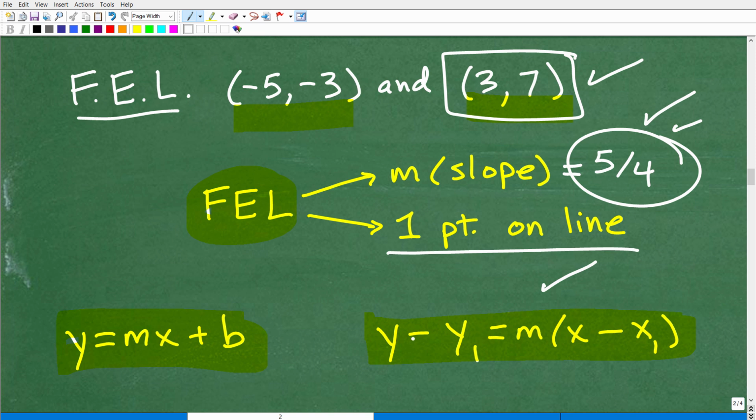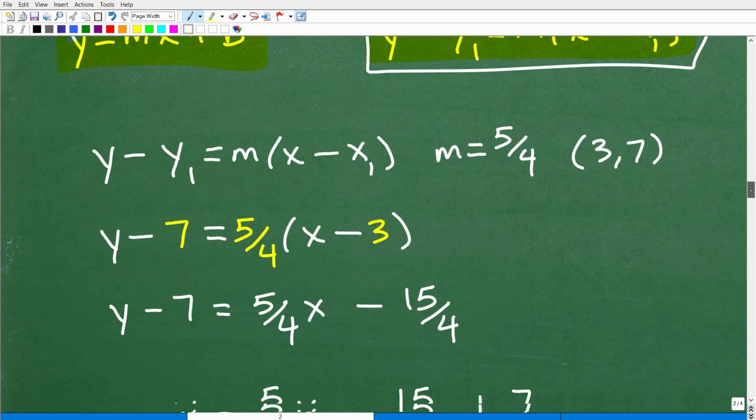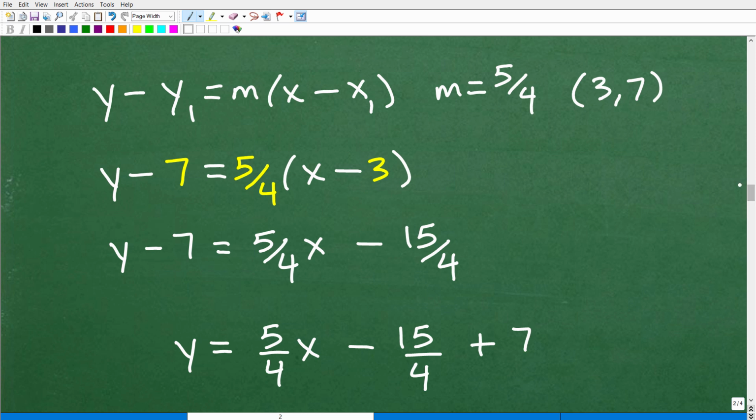But let's go ahead now and use the point slope formula with this information to find the equation of the line. All right, so here we go. Okay, so here is our point slope formula. Again, these are all dedicated videos, dedicated lessons in all my algebra courses. So if you're not understanding stuff, you need to do more review beyond this video.